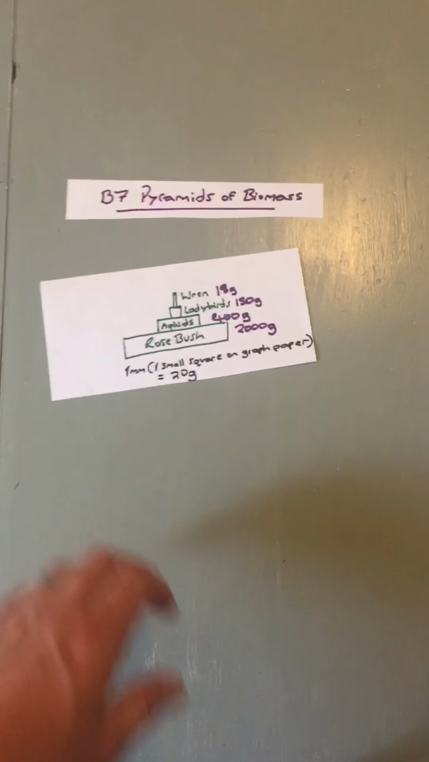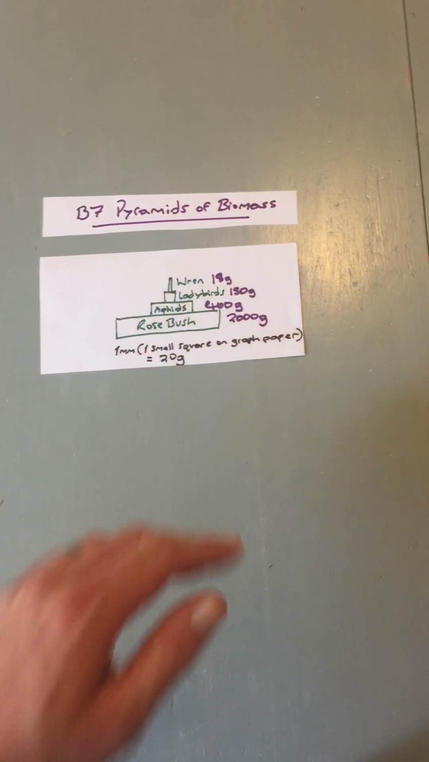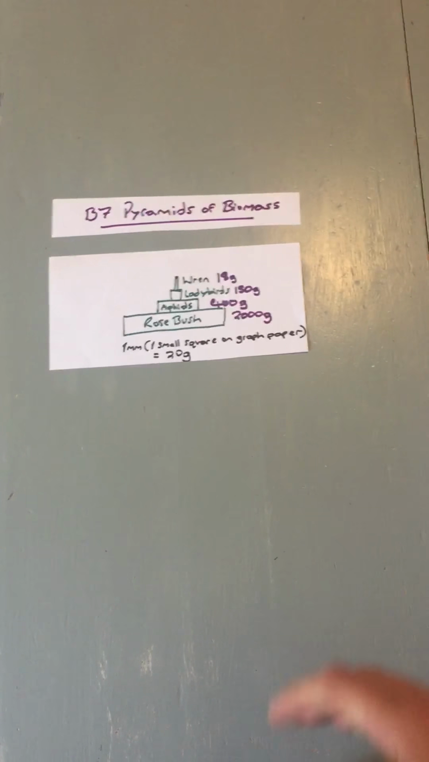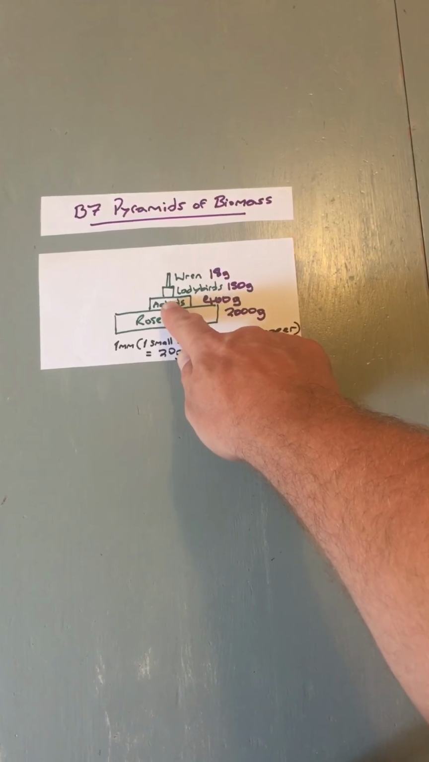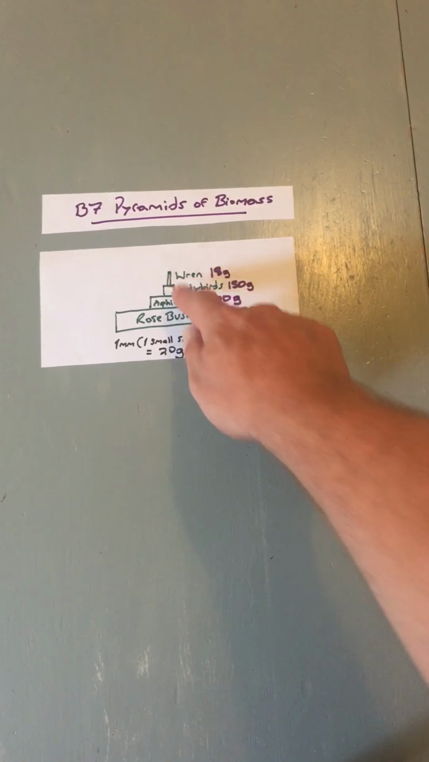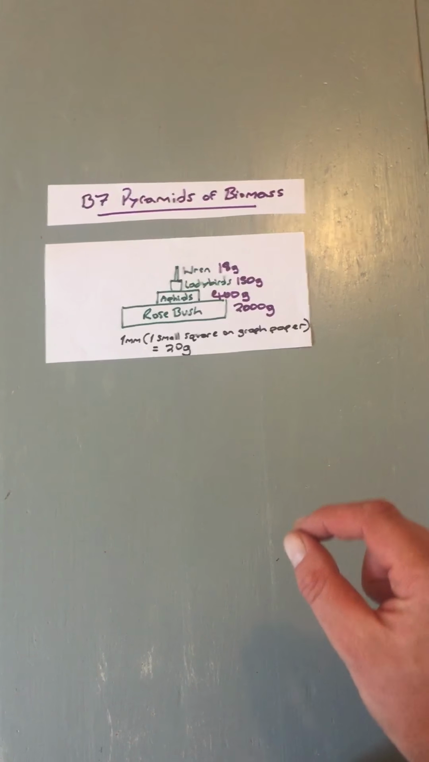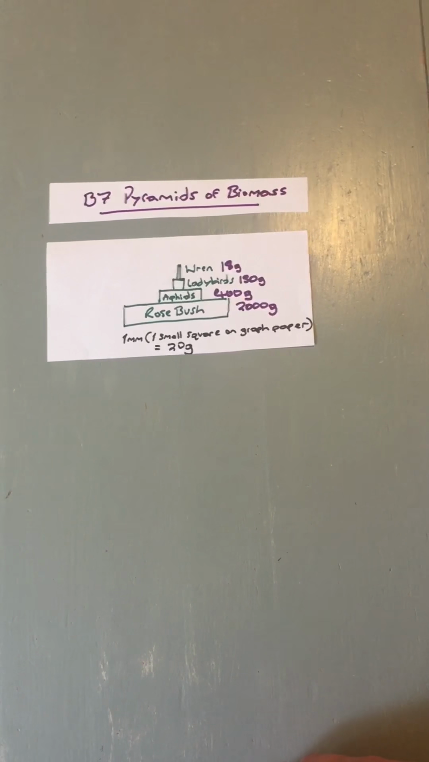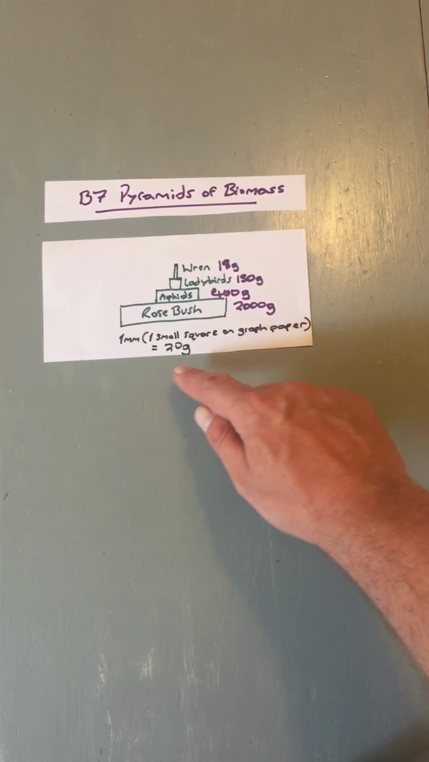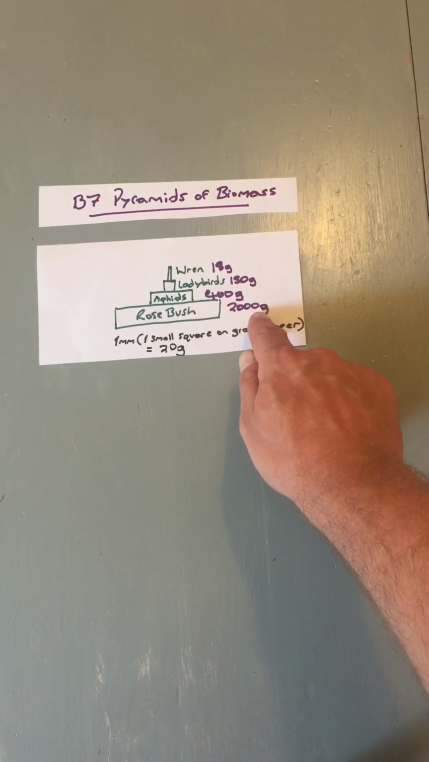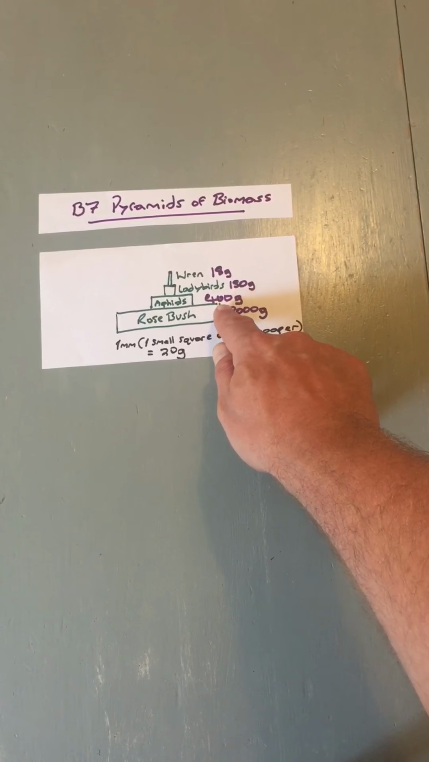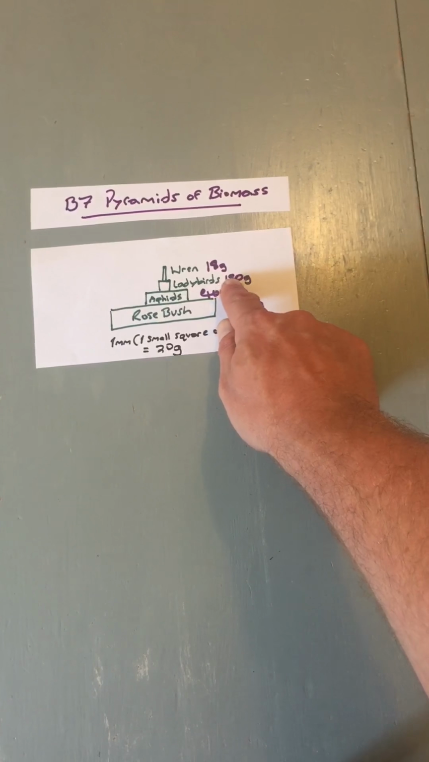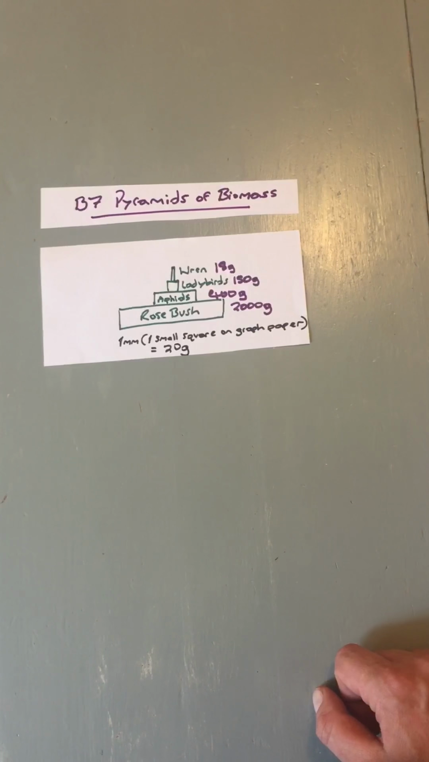Okay, sometimes you may be asked to actually do this in a more mathematical way. So here we've got a rose bush fed on by aphids, which in turn are fed on by ladybirds, and then an individual wren, a small bird that feeds mainly on invertebrates and insects. So we can see here that we've got the exact amount of biomass: 2,000 grams for rose bush, 400 grams for the aphids, 150 grams for ladybirds, and 18 grams for the wren.